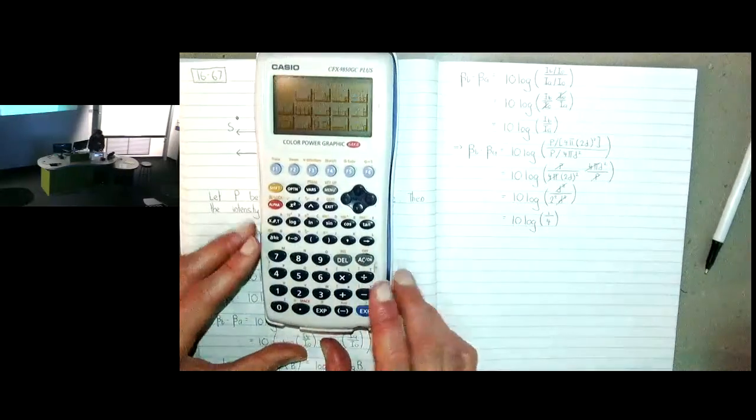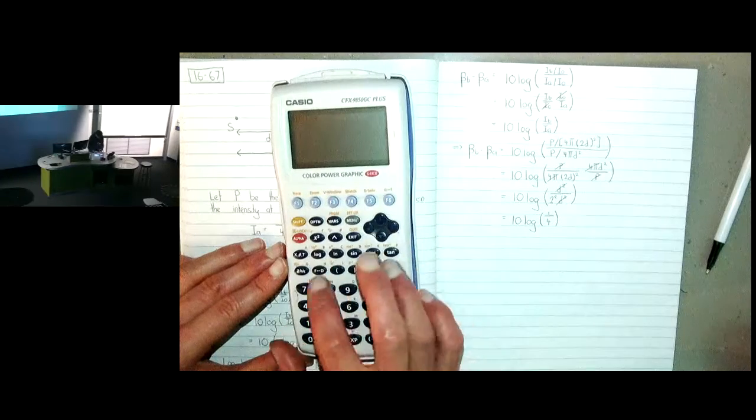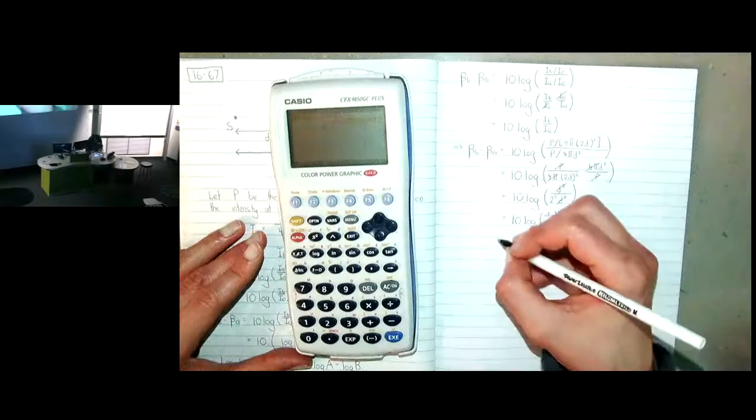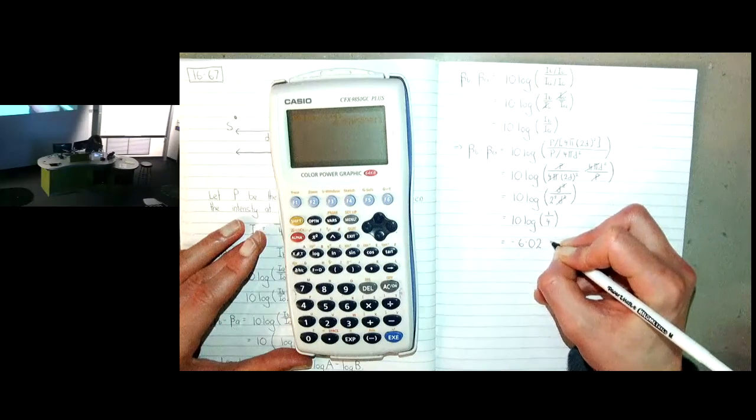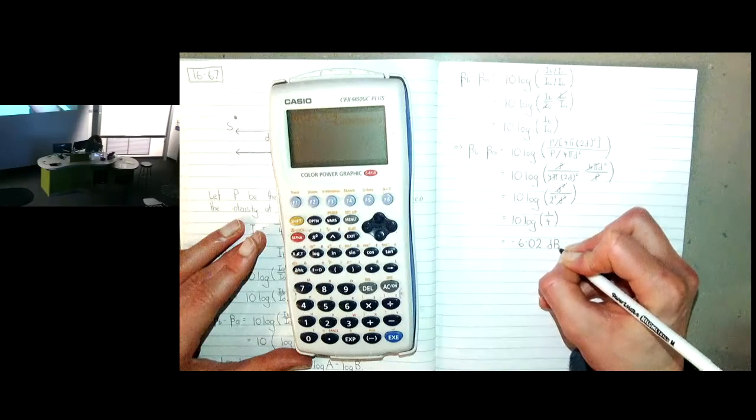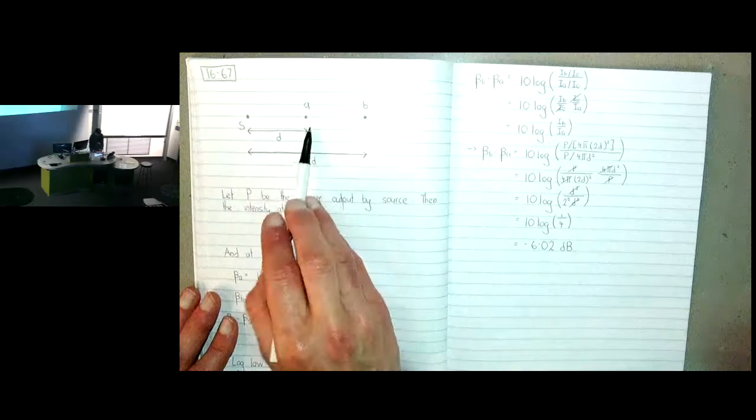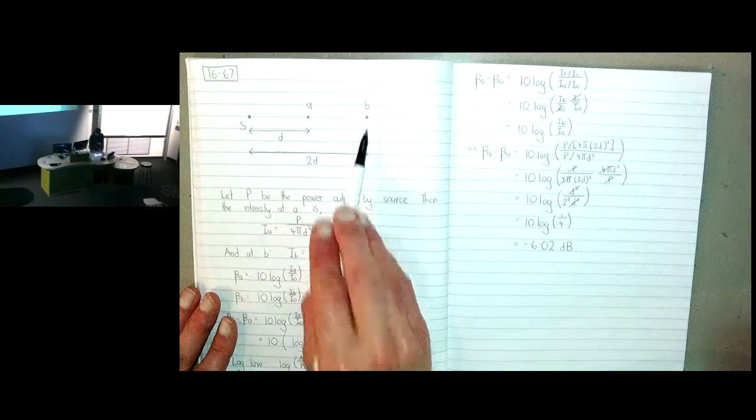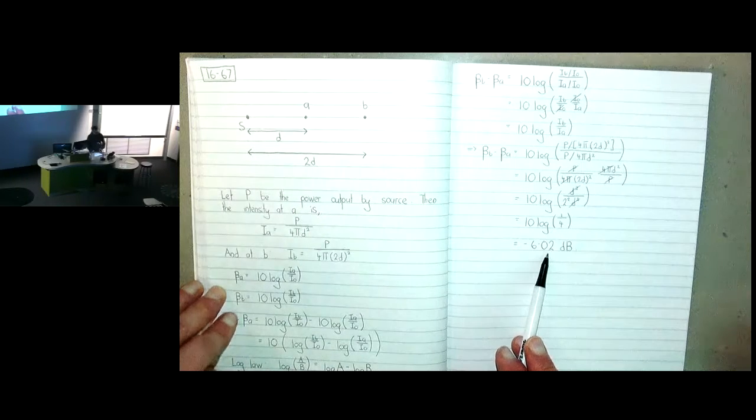And if I plug that into the calculator, we get that that's 10 times log of a quarter, which is minus 6.02. And that's going to be in decibels. So what this is saying is that when the man walks from a point A, doubles his distance from the source, the sound level that he hears is going to drop by 6 decibels.